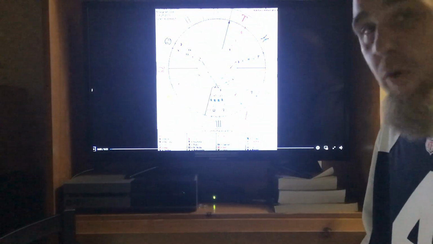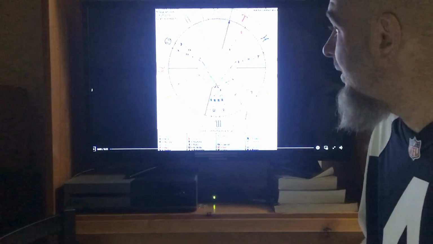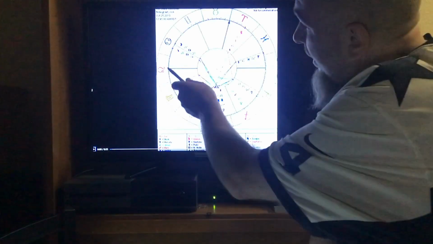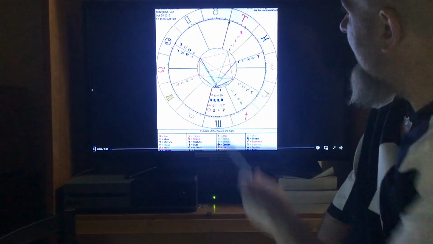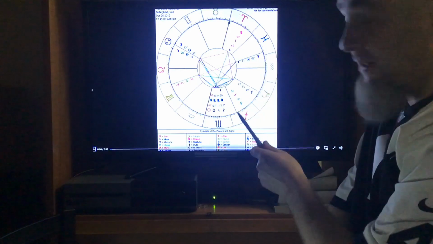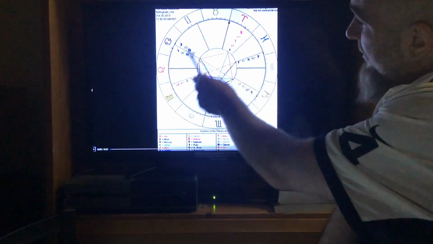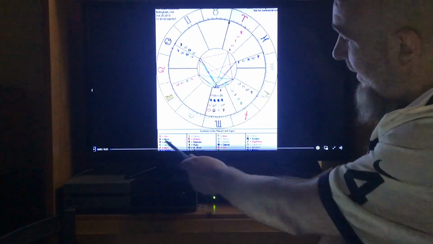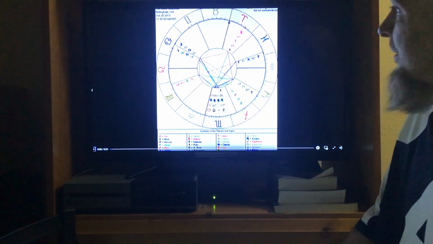So once you get a natal chart and you want to interpret it, you've got to learn the chart structure. This outer ring right here, these are the signs of the zodiac, from Aries, Taurus, Gemini, all the way through Pisces. The inside of the ring, these are the planets. This down at the bottom is the key that tells you which planet and which sign is which.